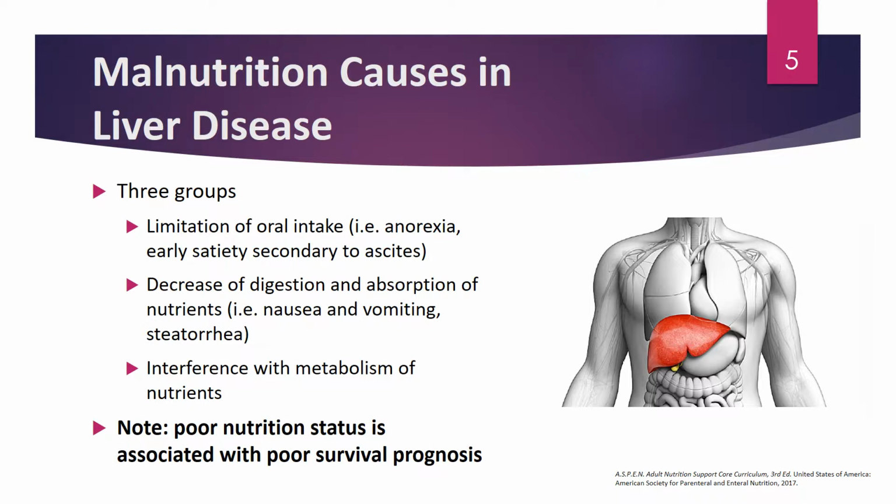And as a result of this extra water in the abdominal area, patients may feel fuller earlier, or maybe just feel full overall because there's so much distension already in that abdominal area. Patients with liver disease also have malnutrition because of decreased digestion and absorption of nutrients, and essentially metabolism also, if you think about it.